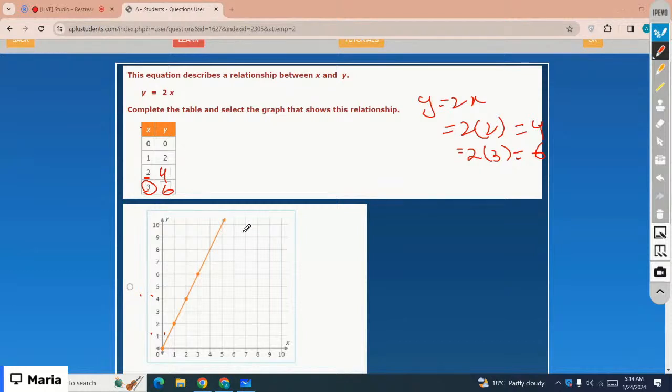Now let's just match the first graph. 0, 0. That means the graph must start from the origin, right? Then you have 1, 2. Here x is 1, y is 2, here is 1, 2, right? Then you have 2, 4. Here is 2 and here is 4. Then you have 3, 6. Here is 3 and here is 6. You can see all the 4 points match with this graph. So this is the correct option. Got it? The correct option is option number 1.